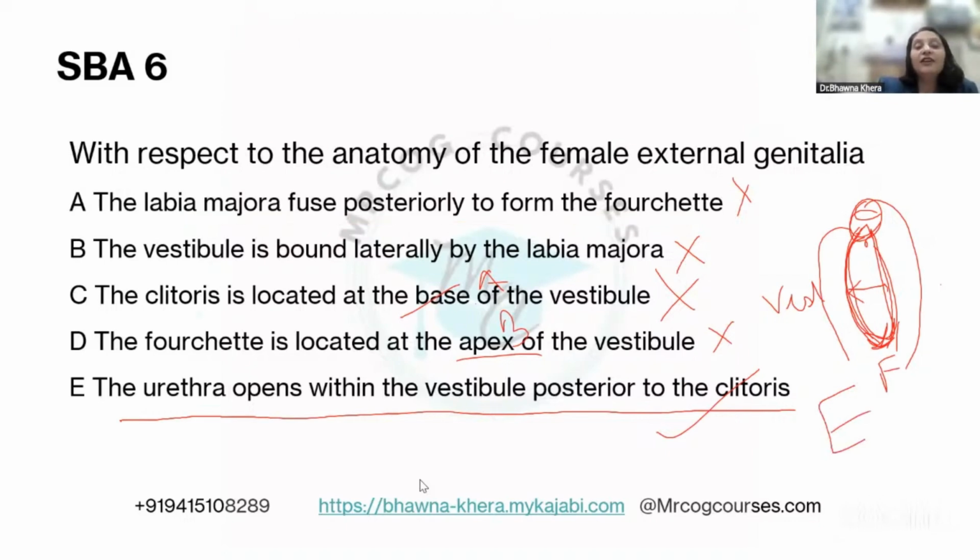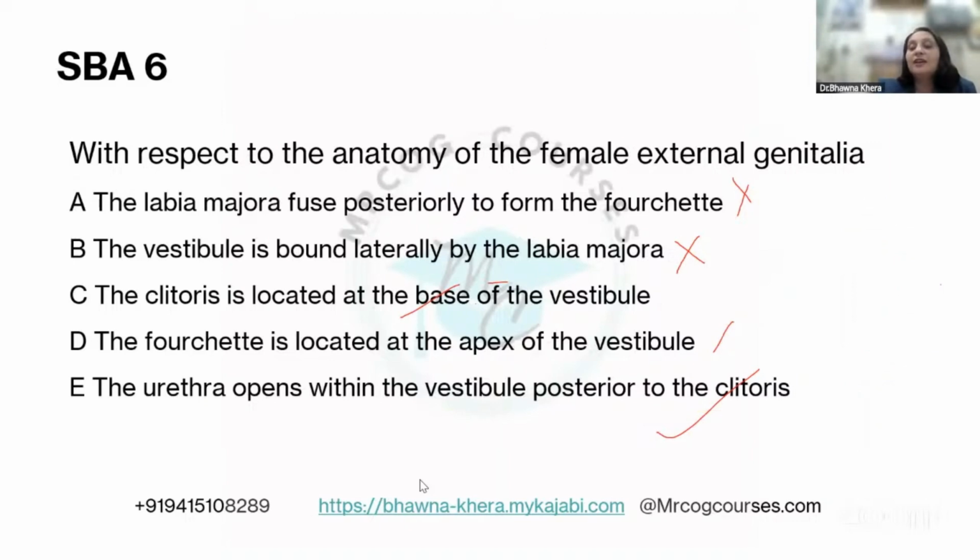This is how we can come to our answers, and I think it is very simple to understand and I hope you all have got the concept. If you still have questions, you are welcome to ask in your live chat. I'll be happy to answer those. So here E is the correct answer.